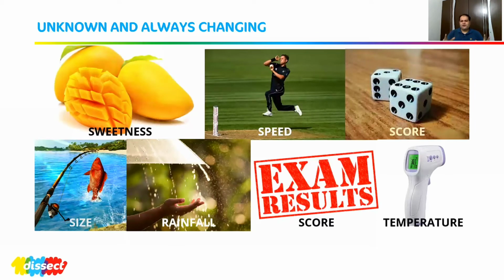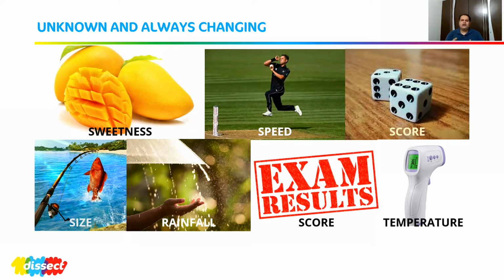So I have a lot of examples here, and we will see each one of them one by one. If you think about eating one mango every day, then the sweetness of the mango that you're going to eat is variable. Some mangoes might be sweet, some might be very sweet, some might be sour. And that's why before cutting the mango, before putting it in the mouth, you would never know how sweet the mango is. It keeps on changing and it is always unknown.